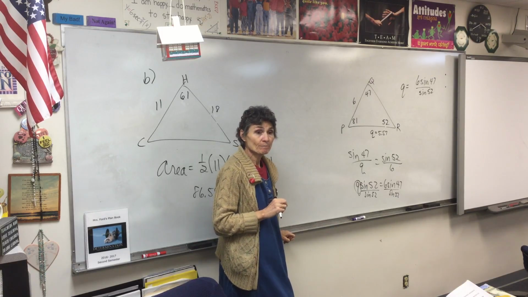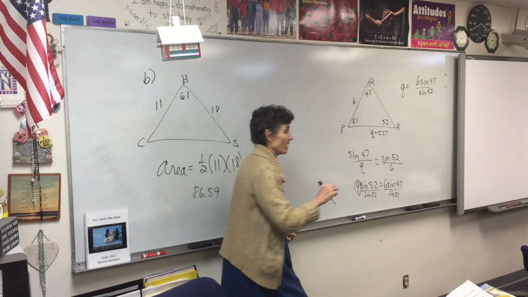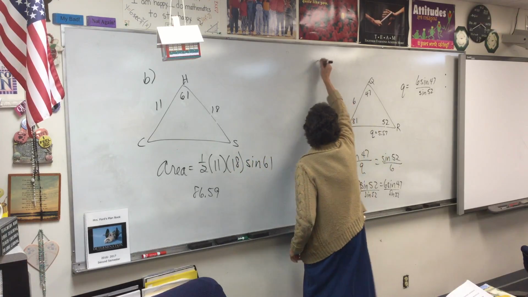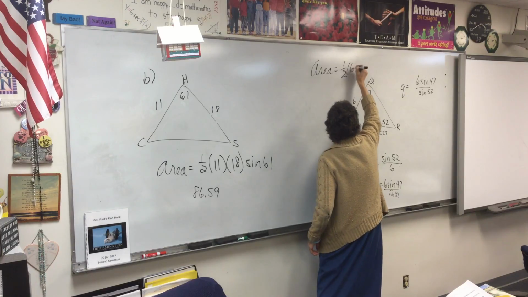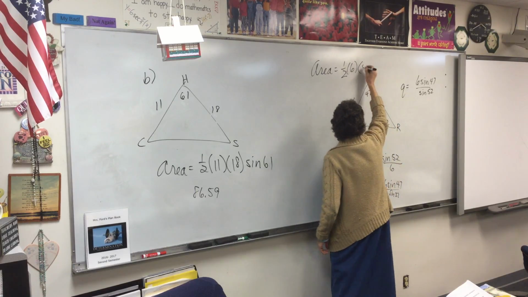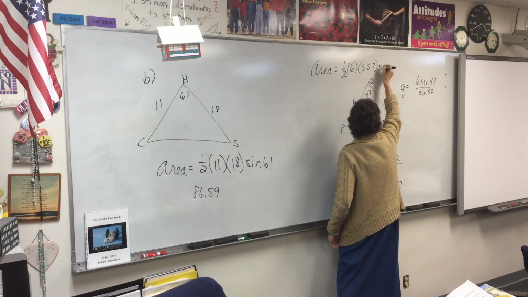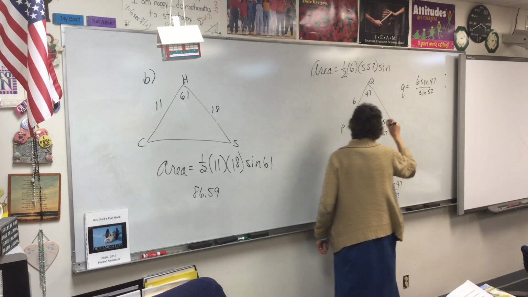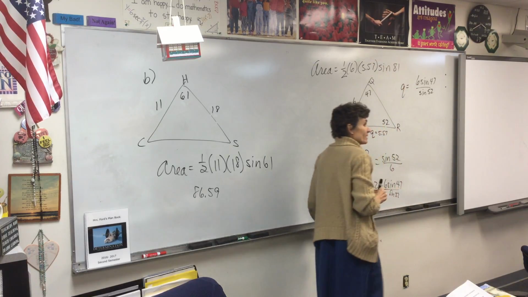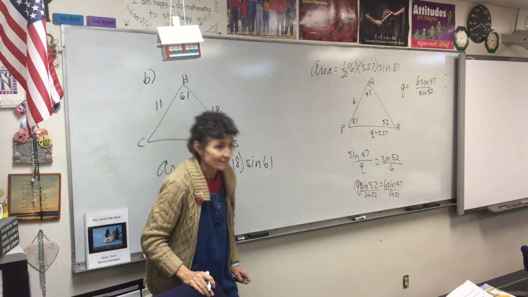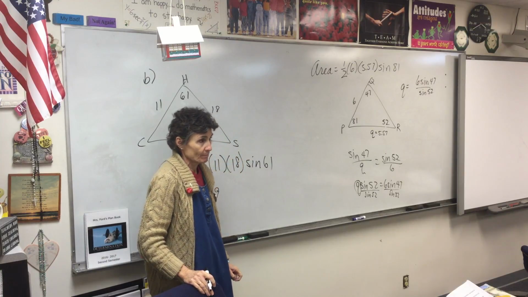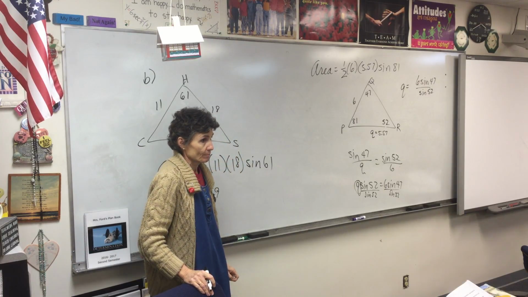All right, so we got Q. Now, how do we find the area? That was our job, area. 1/2 side, side: 1/2 times 6 times 5.57 times sine what? 81. It's got to be 81, kids, because you have to use the angle between the sides that you're using. Two-step problem. Tough one.